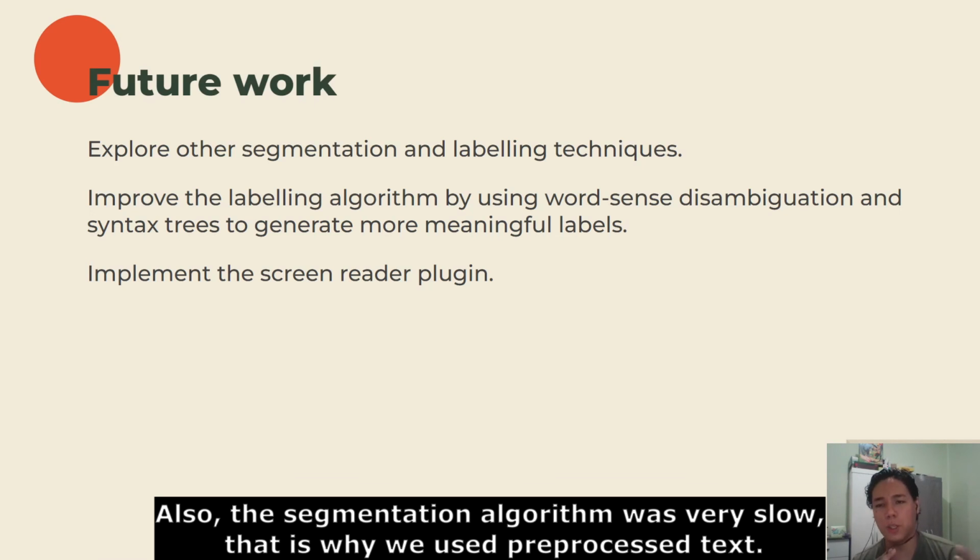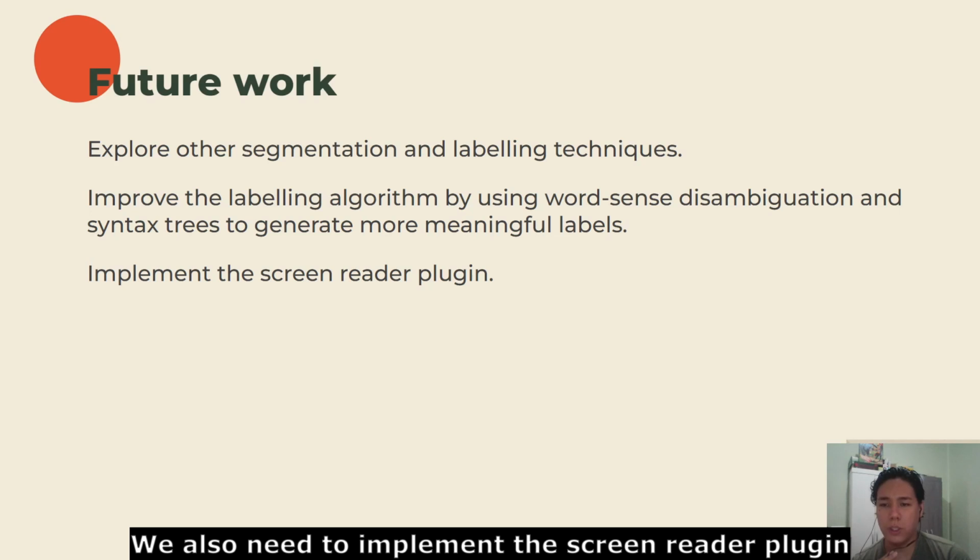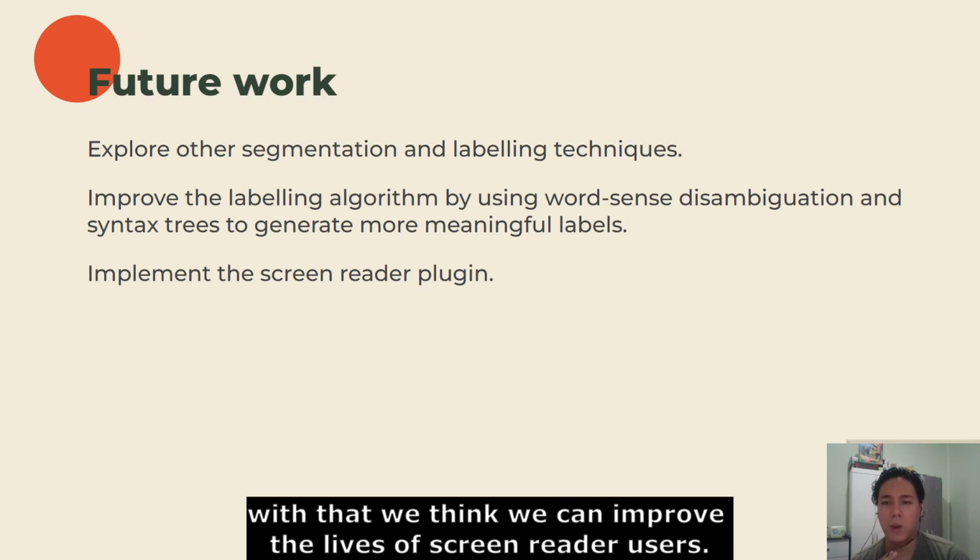So we think that using word sense disambiguation and syntax trees to generate labels can result in more meaningful phrases. And also the segmentation algorithm was very slow. That's why we used preprocessed text. We need to find a way of doing that quicker. And we still also need to implement the screen reader plugin, but with that done, we believe that we can improve the lives of screen reader users.